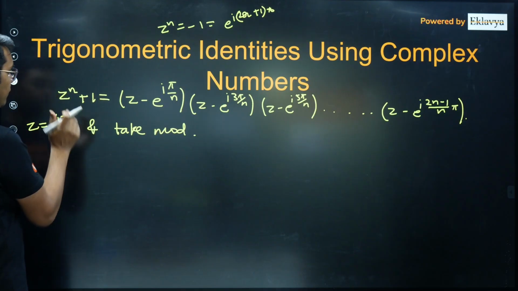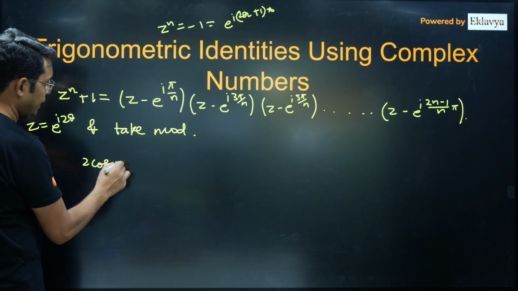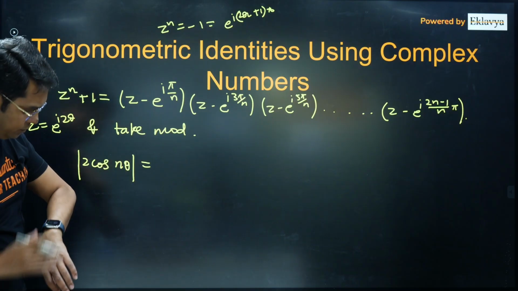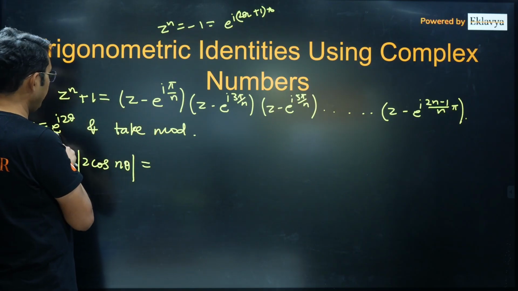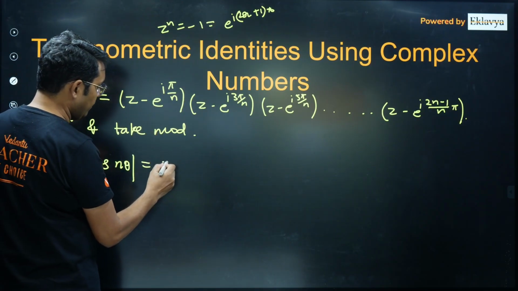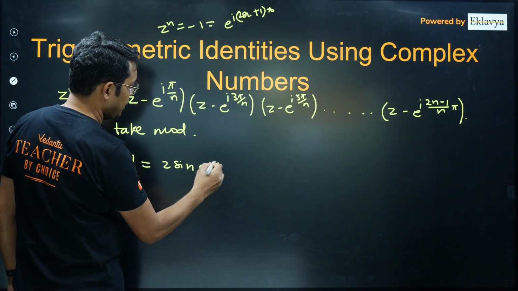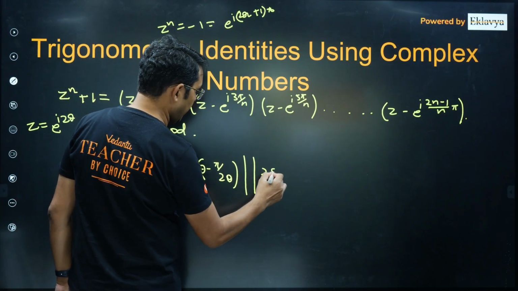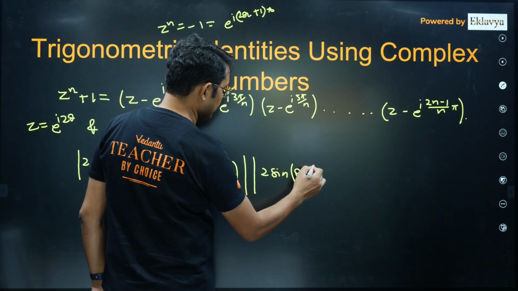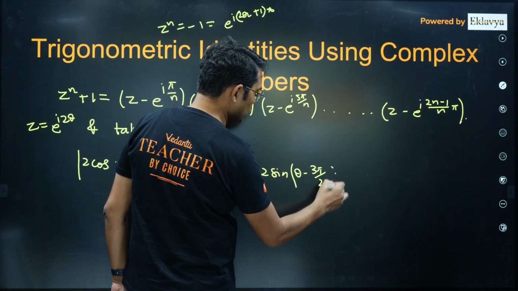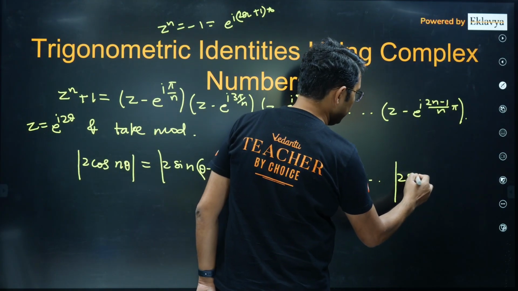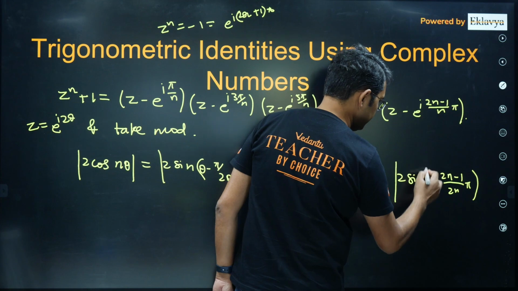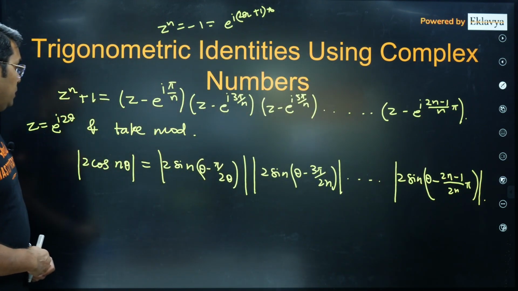Now if you take mod, this will become, I can write it directly, 2 cos n theta, and on the right hand side, if you take e power iota 2 theta minus this thing, it will be mod of 2 sine theta minus pi upon 2n, and then 2 sine theta minus 3 pi by 2n and so on, 2 sine theta minus 2n minus 1 upon 2n pi. That's it. Okay, I think we are almost done.